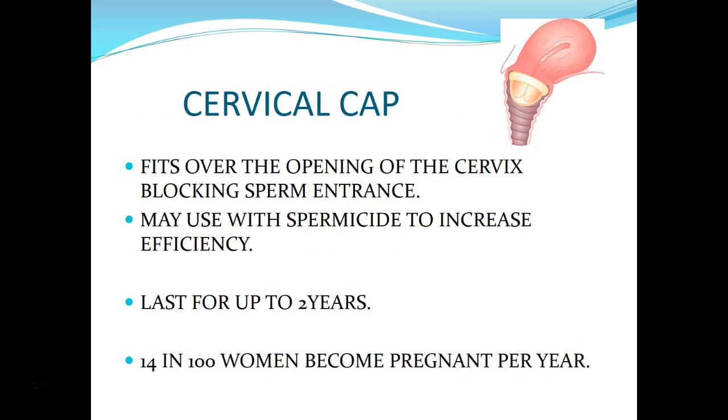The cervical cap is also another barrier method. It fits over the opening of the cervix, blocking the sperm entrance. You can use this with a spermicide to increase its efficiency. It lasts for up to 2 years, and 14 in 100 women will become pregnant every year if they have one of these.